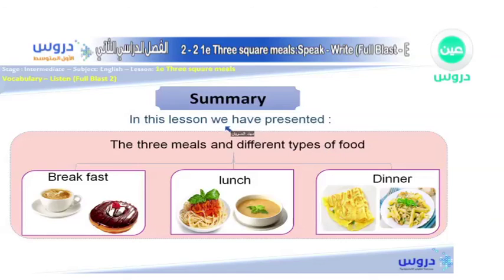Okay, so as a summary, in this lesson we have learned and presented the 3 meals and different types of food. We have learned about breakfast, which is what we eat in the morning, especially early morning. Then when we come home from school, we have lunch, for example pasta and also soup. And then we spoke about dinner, which we eat at night before we go to sleep. For example, as you can see here, we have some omelette and, of course, another type of pasta.